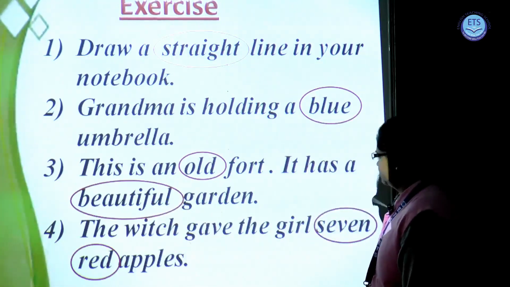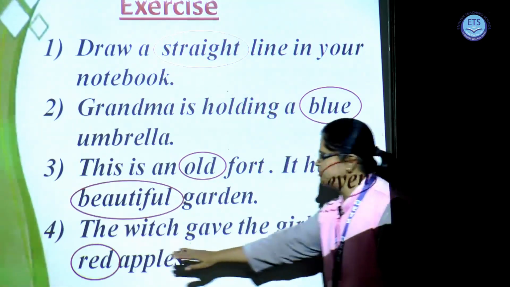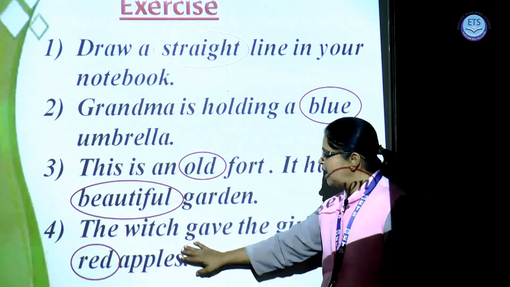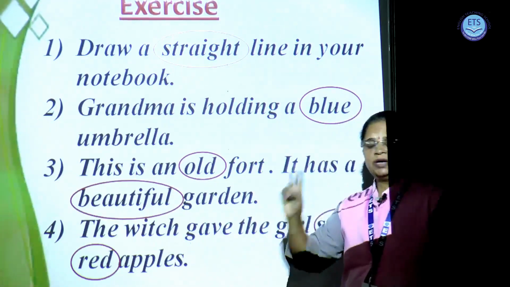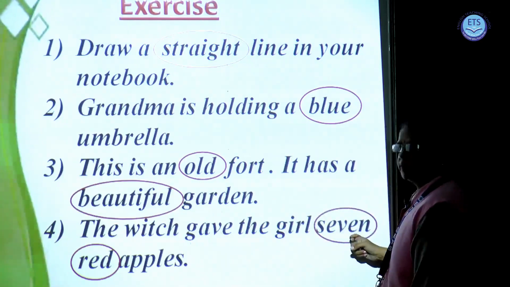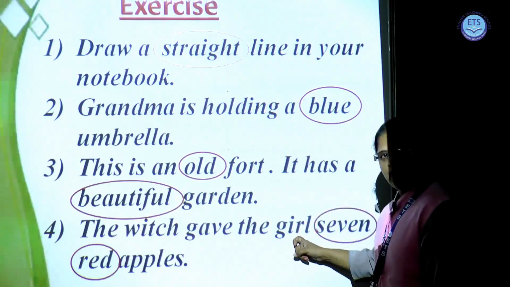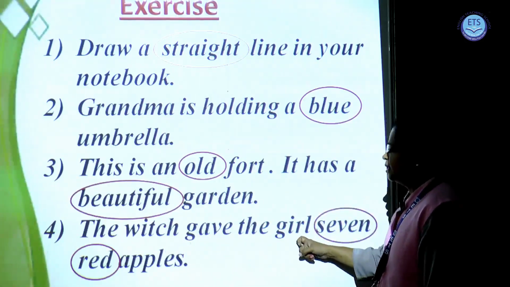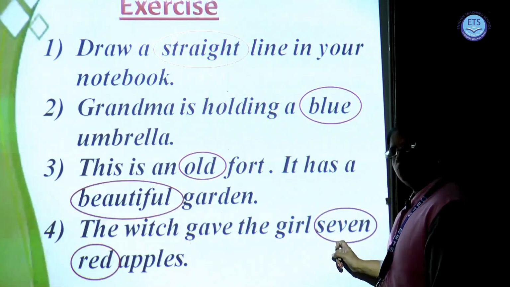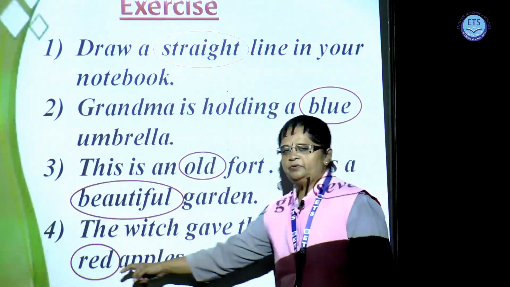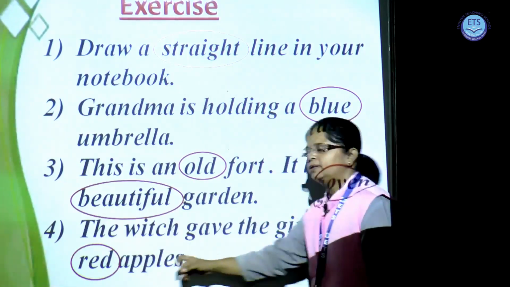And in the last sentence, the witch gave the girl 7 red apples. Now, here the sentence tells us about apples. Two adjectives are given here, 7 and red. What did the witch give the girl? The witch gave the girl apples. How many apples? 7 apples. And what is the color of the apples? Red. So, two adjectives are shown over here, 7 and red.